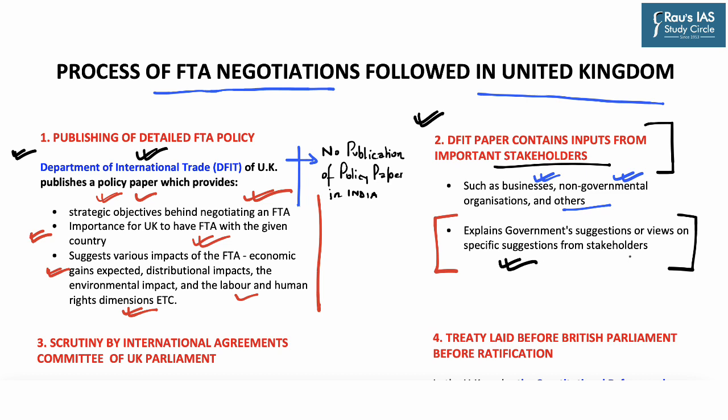Now in India also, the Ministry of Commerce and Industry undertakes stakeholder consultations and also interministerial meetings. But again, these stakeholder consultations or interministerial meetings are not published. So these suggestions, even those provided by industry experts, are not in the public domain.